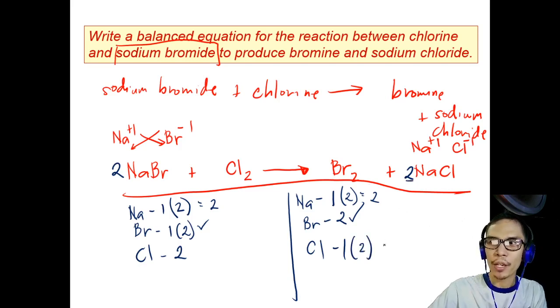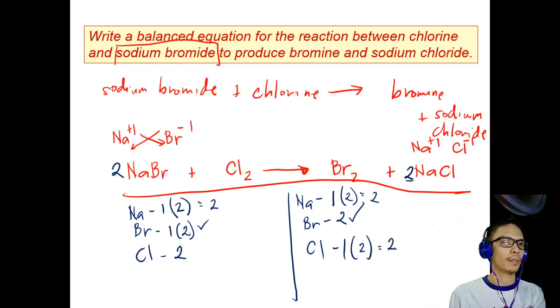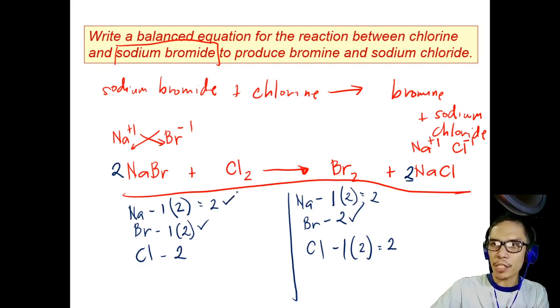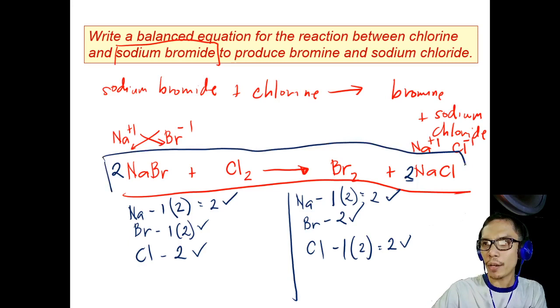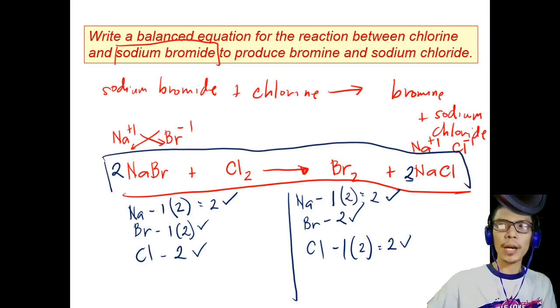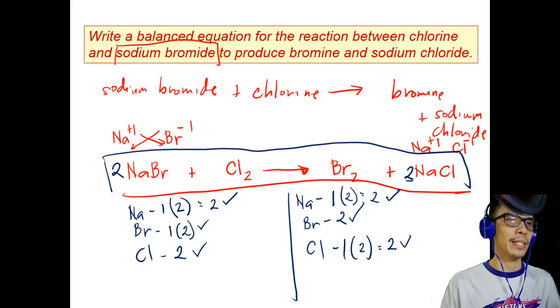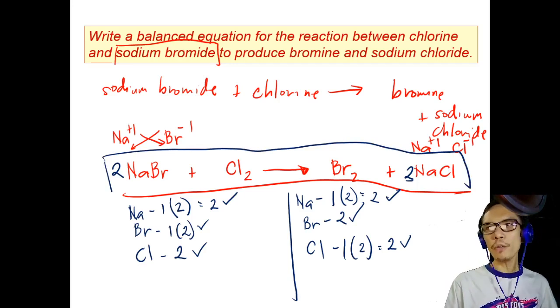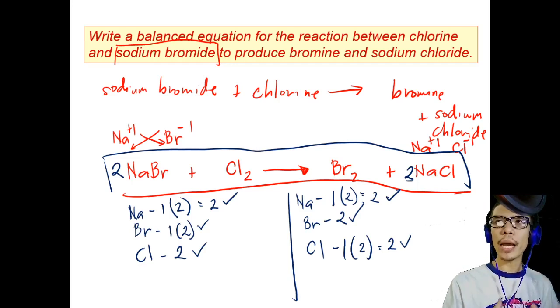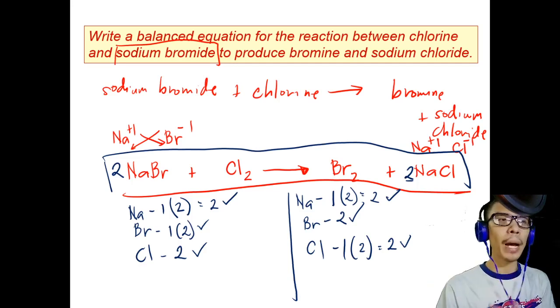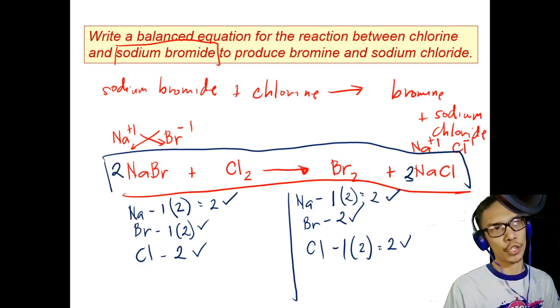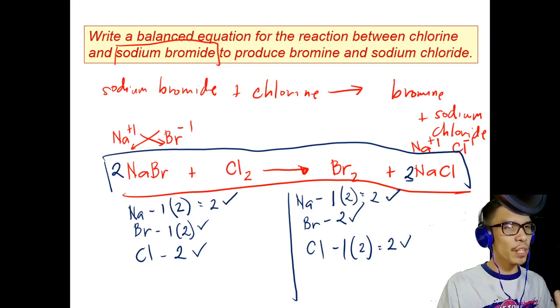And your chlorine will now have 2 because of this coefficient. Let's check if it is balanced. We have 2 here, 2 there, 2 here, and 2 there. So the balanced form of this chemical reaction is 2NaBr + Cl2 → Br2 + 2NaCl. This is how you balance your chemical reaction.